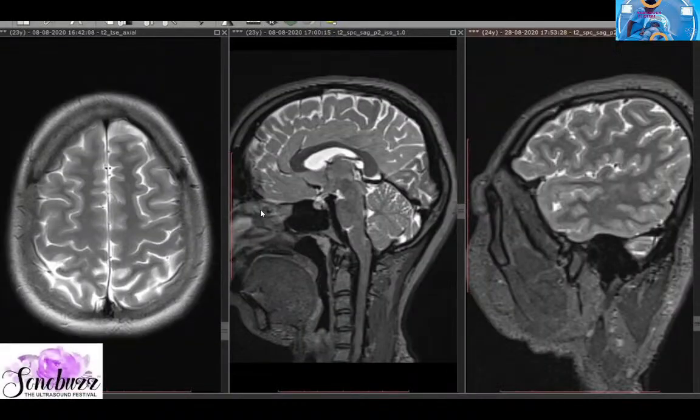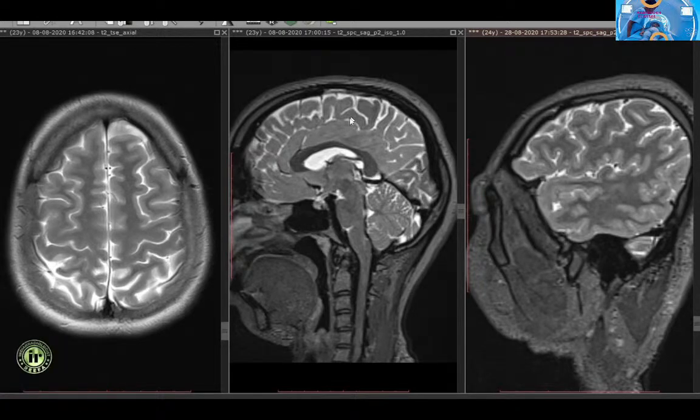Let us start by having a look at the cerebral hemispheres. The cerebral hemispheres lie above the tentorium cerebelli and are conventionally divided into the frontal, parietal, occipital and temporal lobes by the various sulci and fissures.